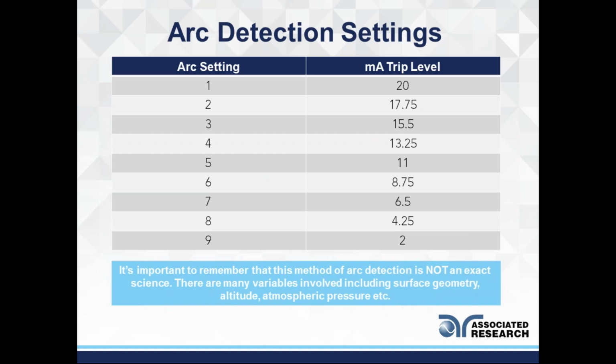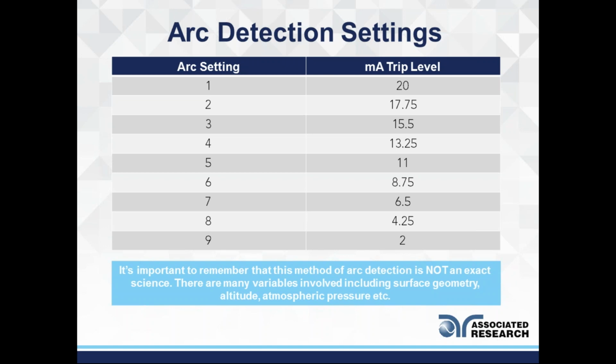What's important to know about arc detection is that there are no real standards that define arc detection or call out for actually testing for arc detection or looking for arcing. Arc detection is not an exact science. There are many variables involved, including surface geometry, altitude, atmospheric pressure, and other environmental conditions, that can affect arc detection, and it's a very sensitive circuit and reading. So with so many variables, arc detection becomes more of an approximation than a science.